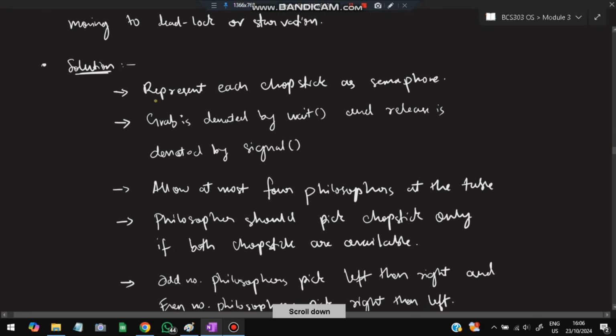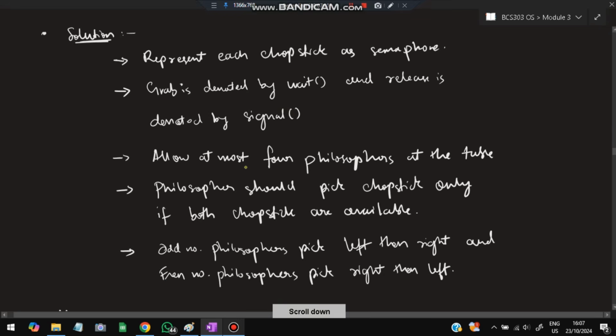Now the solution is to represent each chopstick as a semaphore, so that once a lock is present, other philosophers cannot take that chopstick. Grabbing a chopstick is denoted by wait. If a chopstick is taken, the function wait should be called, requesting the resource, and once it is released, the chopstick is kept back on the table. Signal should be called to inform the other philosophers that the chopstick is released.